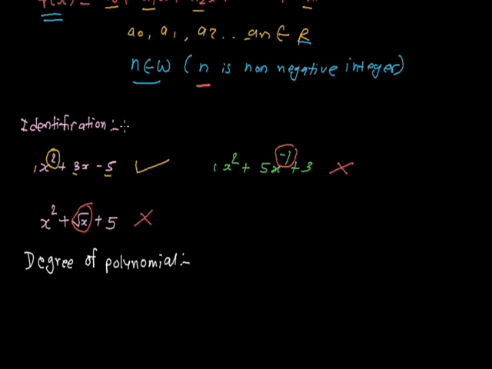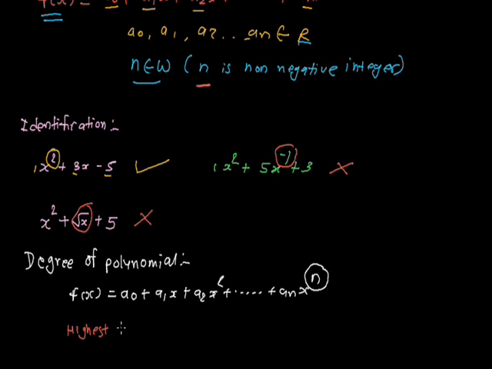Degree of polynomial. Now we write one polynomial equation, suppose f of x is equal to a0 plus a1 x plus a2 x square, and the last term becomes an x raised to power n. Here the highest index of x is n. This represents the degree of the polynomial. Its definition is: the highest index of x represents the degree of the polynomial.